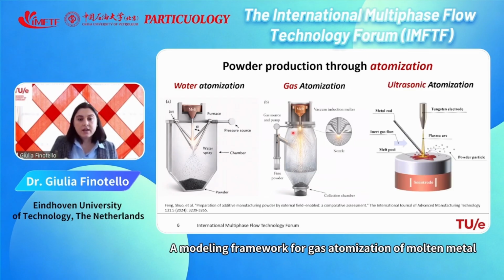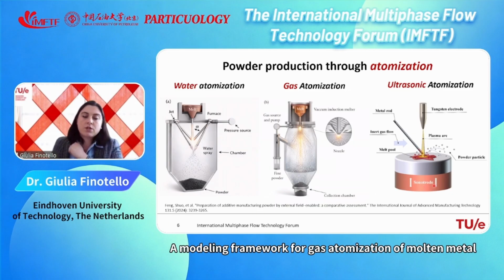The third technique, which is probably less known, but is becoming more and more popular for producing powder for additive manufacturing, is ultrasonic atomization. Ultrasonic atomization is quite different from the other two techniques. It's much more gentle, and I will explain to you why. So you see here at the bottom, you have a sonotrode, which is mechanically vibrating at a frequency of around 50 kilohertz. So it's mechanically vibrating up and down.